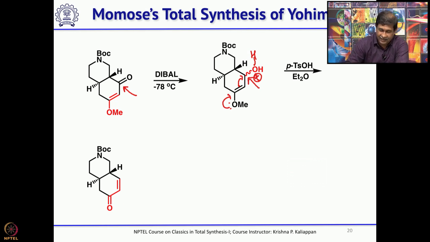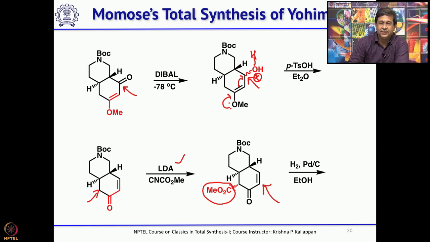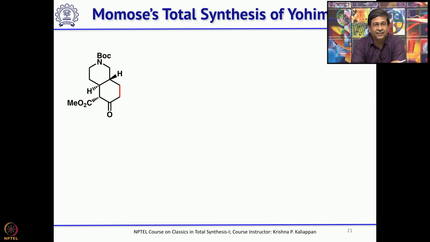Okay. That enone, now you have acidic proton here. Okay, you have acidic proton here. So that can be removed using LDA and quenched with Mander's reagent. Mander's reagent is cyanomethyl formate. Okay. So you can easily introduce a CO2Me group at alpha position. Okay. Then you reduce the double bond under standard hydrogenolysis condition. So you get the corresponding bicyclic compound.